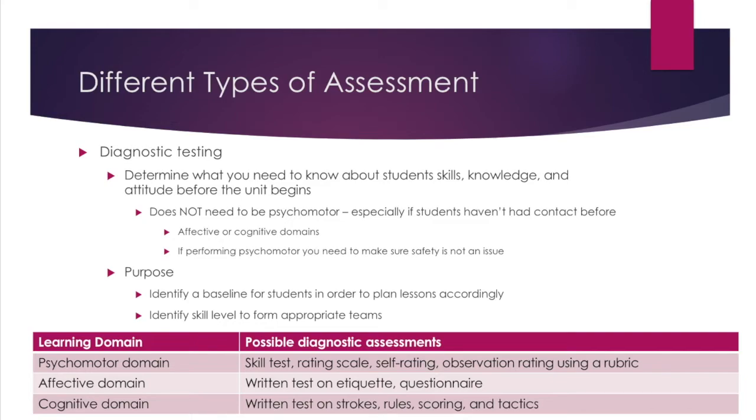For the psychomotor domain, you could have skill tests, you could have rating scales, self-rating, or observation rating using a rubric. For the affective domain, it could be a written test on etiquette or a questionnaire. In the cognitive domain, it's usually a written test on strokes, rules, scoring, and tactics.